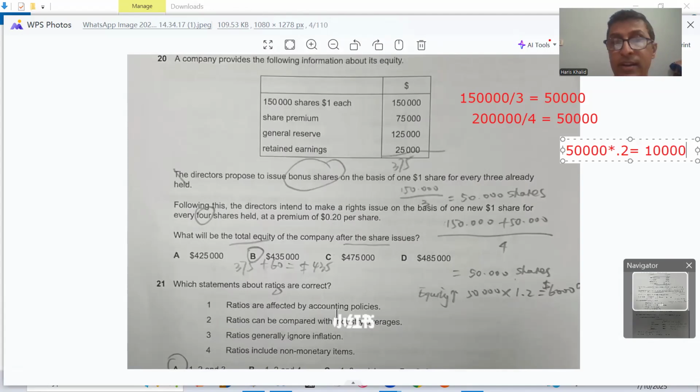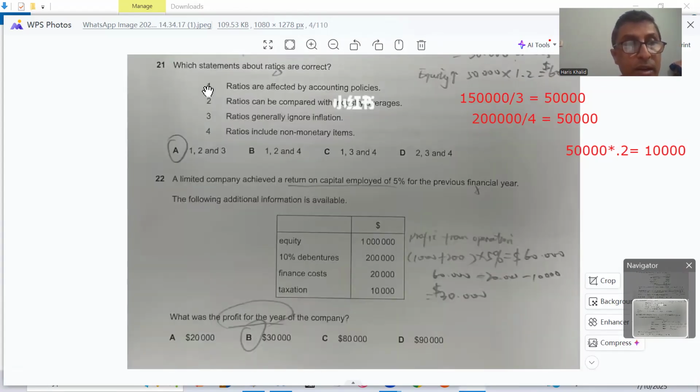Ratios include non-monetary items. No, ratios do not include non-monetary items. We go for the recording of only financial terms. Whole accounting goes for only financial terms. So 1, 2, and 3 is going to be the answer. These three things are absolutely right about ratios: that they are affected by accounting policies, can be compared, and ignore inflation.